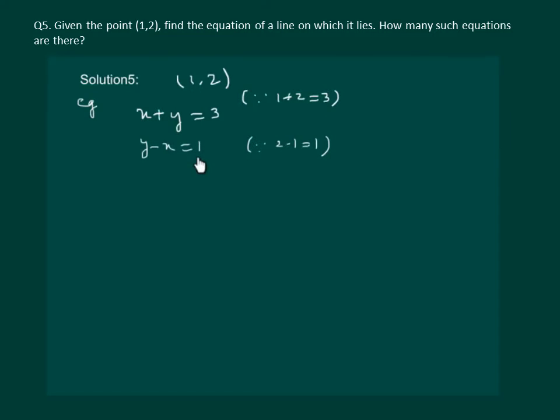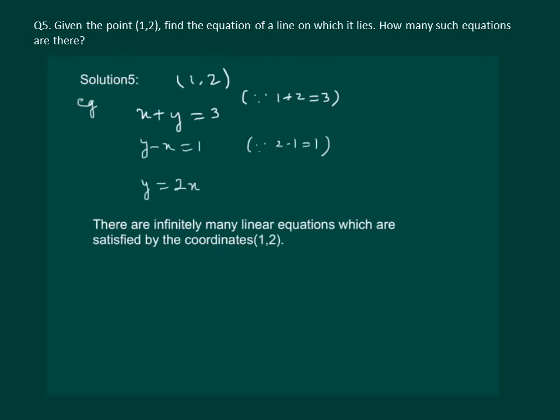Another example can be y equal to 2x, as it also satisfies the coordinates of the point (1, 2). In fact, we can say that there are infinitely many linear equations which are satisfied by the coordinates (1, 2).